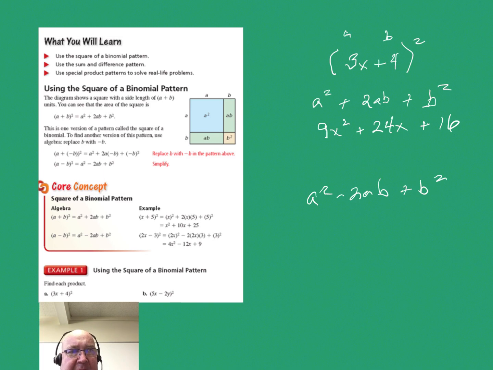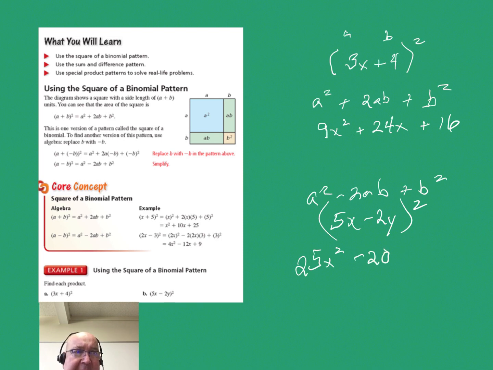Looking at problem B, 5x minus 2y, and we're going to square that. We're going to end up with A squared, which is 5x squared, or 5x times 5x, 25x squared, minus 2 times 5, which is 10, times 2, which is 20, 20xy, because we're going to have both variables there, and then plus 4y squared. We'll look through some more examples of those problems real quick.